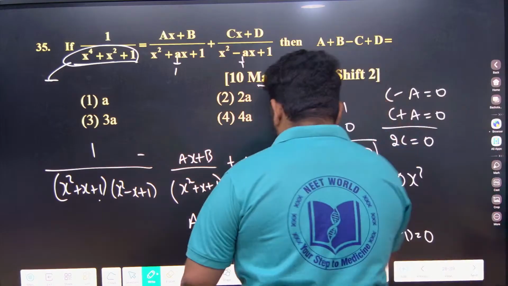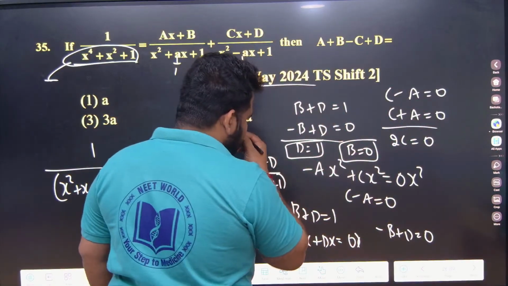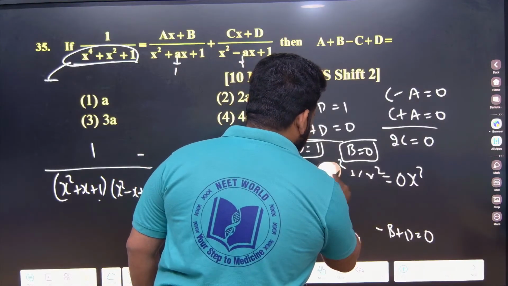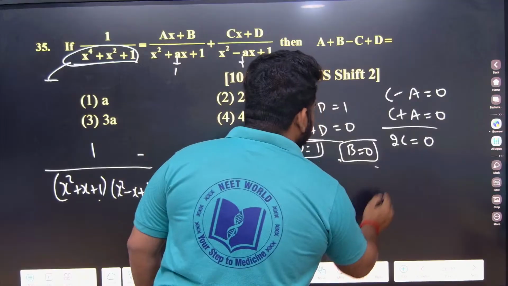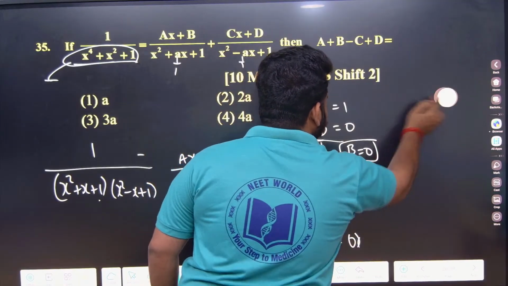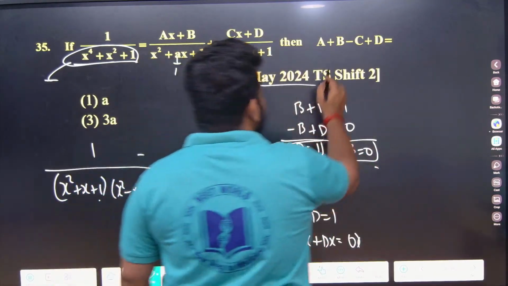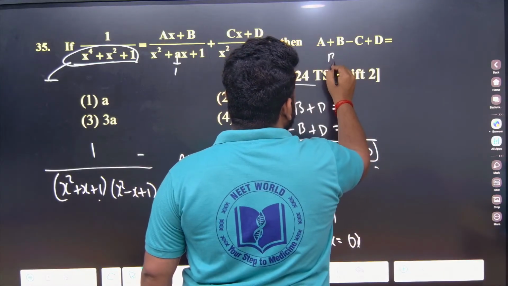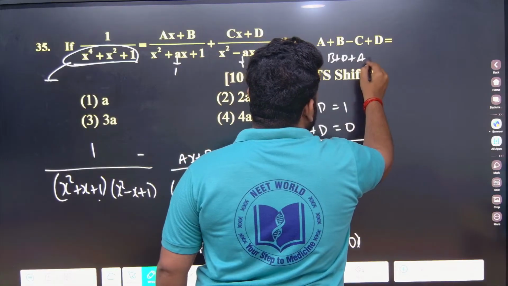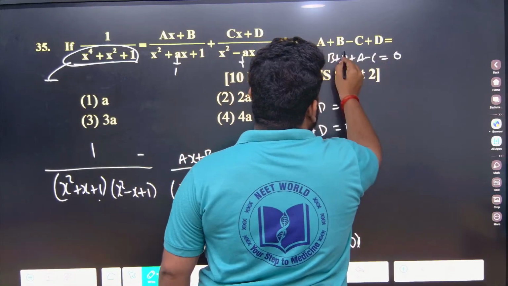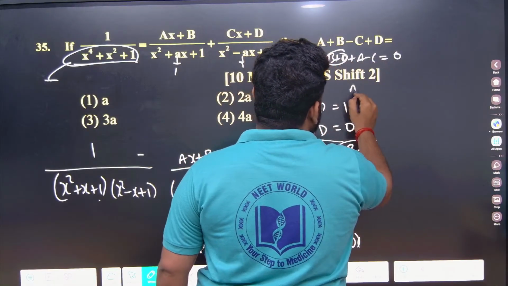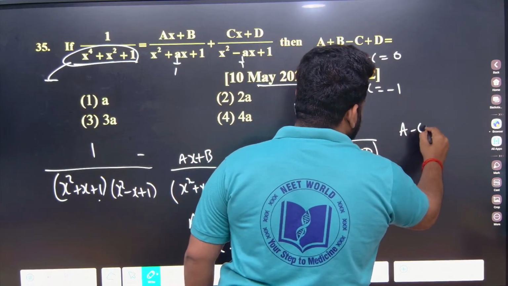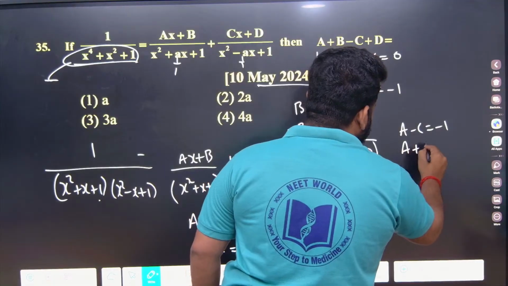So see here, instead of doing it this way, c minus a we cannot take as 0. Instead of taking it as 0, what we will do is put the value here. So a plus b plus c. We are getting b plus d plus a minus c is equal to 0. B plus d we got the value as 1. So a minus c will be equal to minus 1. So a minus c is minus 1 and a plus c is equal to 0.